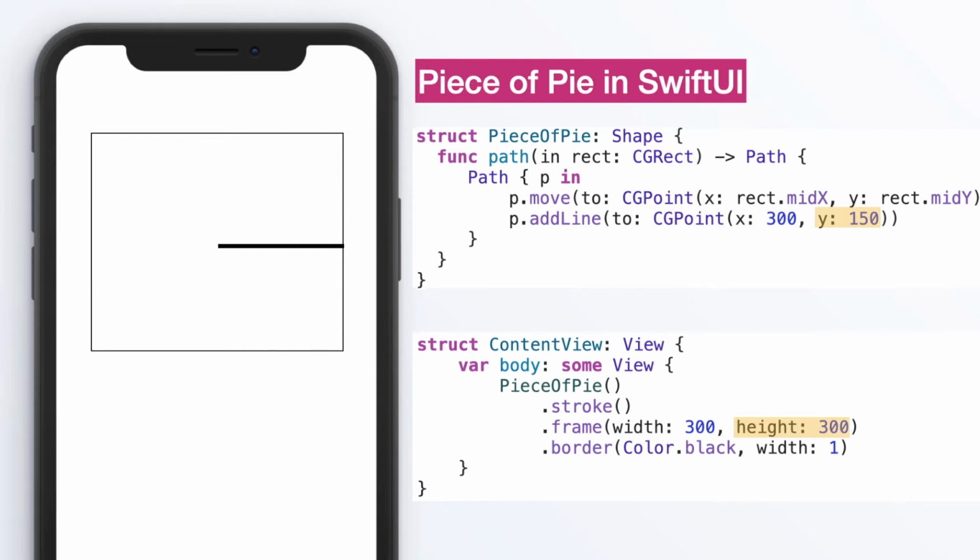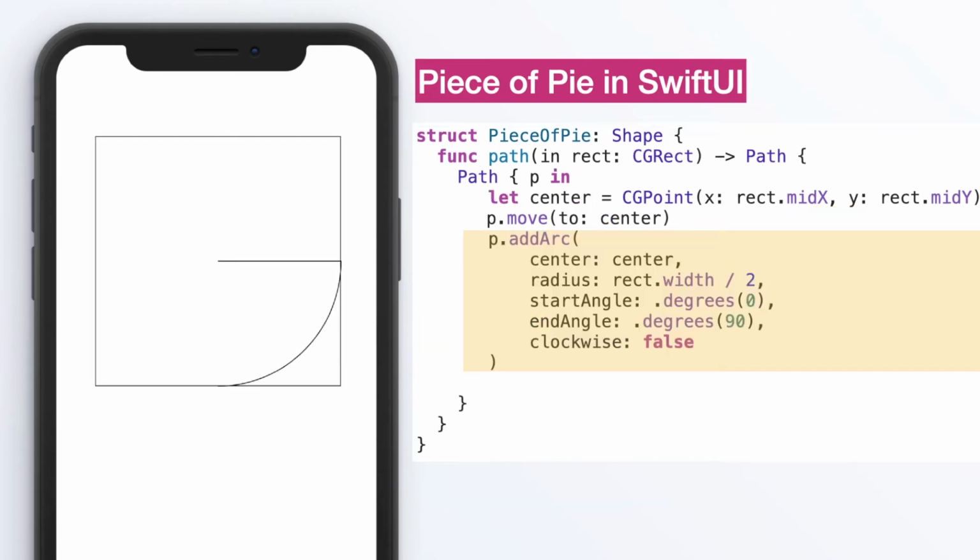Now so far so good, we know how to add a line, but how do we add an arc? Well, that's also very easy. Instead of adding a line, we could simply call the addArc function on the path. This addArc function takes a center, a radius, a start angle, an end angle, and whether it should be clockwise or not. So here I'm telling it to start at the center with a radius of half of the frame's width, and it should start at the degree 0 and end at the degree 90. And as you can see on the left screen, that's already pretty close to what we want.